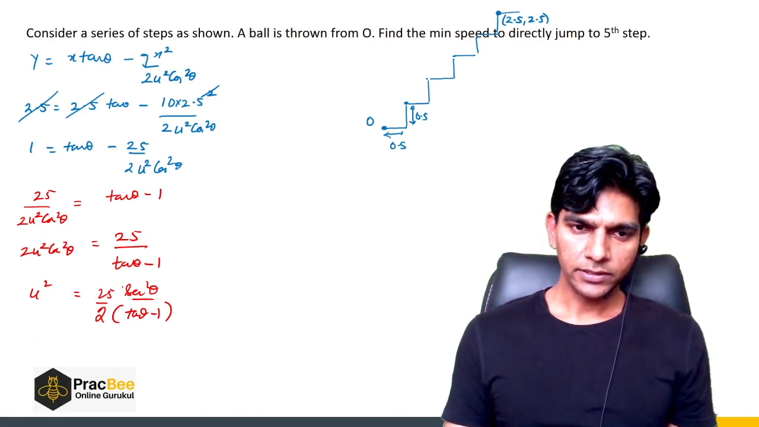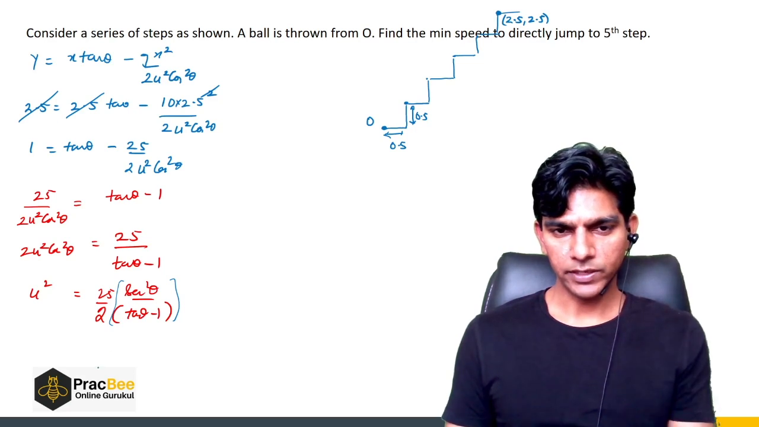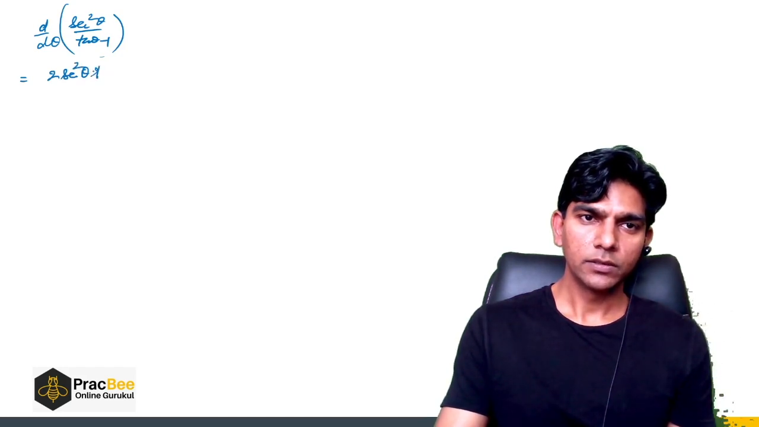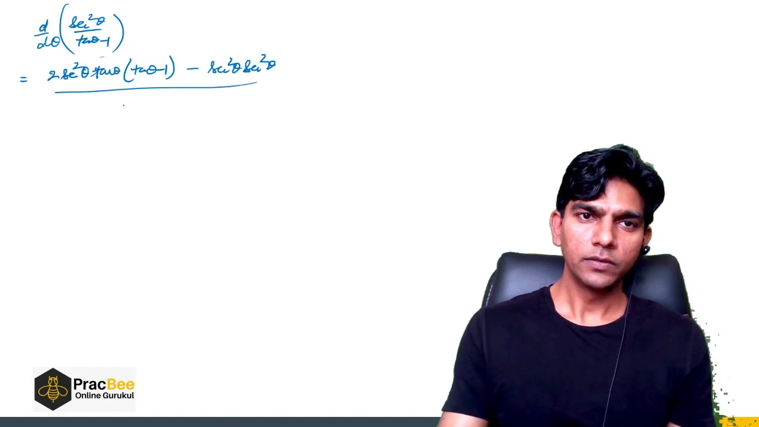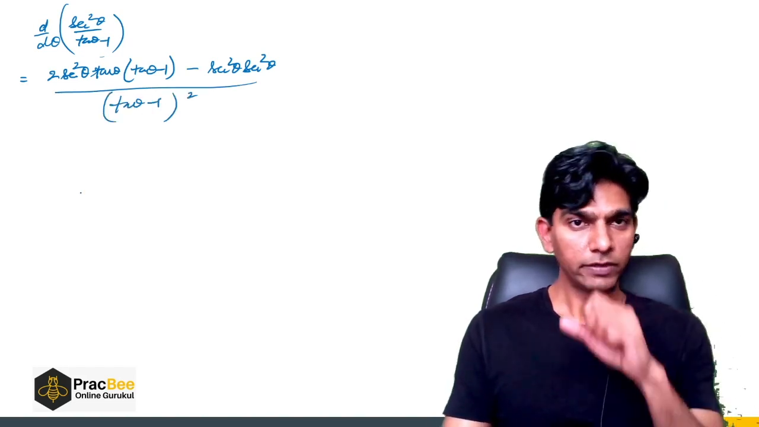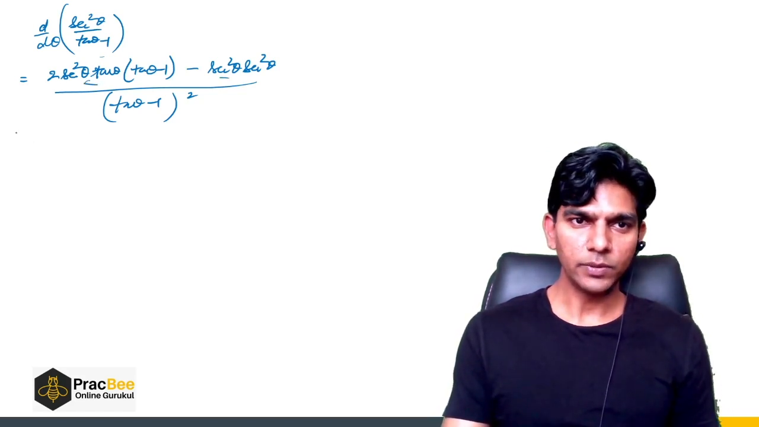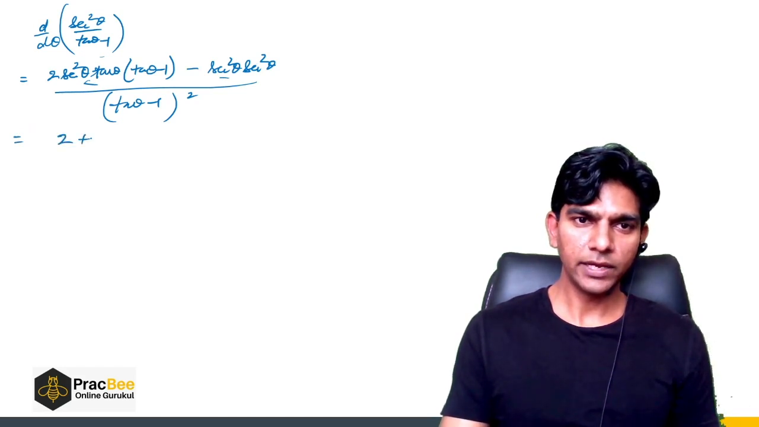So if I differentiate the right hand side, basically this is the area of interest. So let us find the differentiation of this. d by d theta of secant square theta upon tan theta minus 1. So this comes out to be 2 secant square theta tan theta times tan theta minus 1, minus secant square theta times secant square theta, divided by tan theta minus 1 whole square. So I've applied the quotient rule. From the first and the second term, secant square theta we can take as common. So we can say 2 tan square theta minus 2 minus secant square theta should be 0, right?